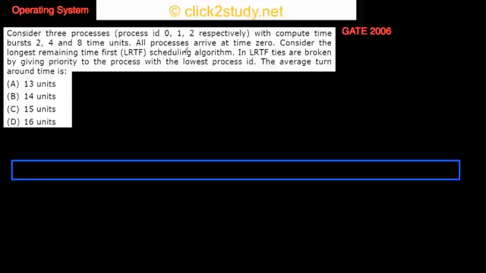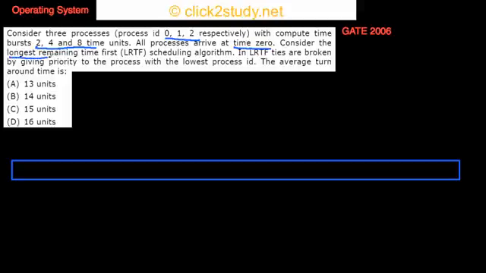Okay, we come to the next problem. Consider three processes with process IDs 0, 1 and 2 respectively with compute time bursts 2, 4 and 8 time units. Okay, so these are the time bursts of these processes. All processes arrive at time 0.